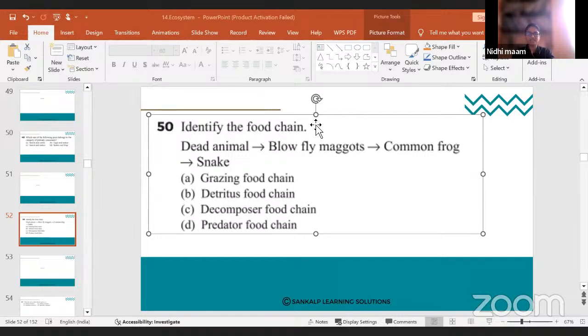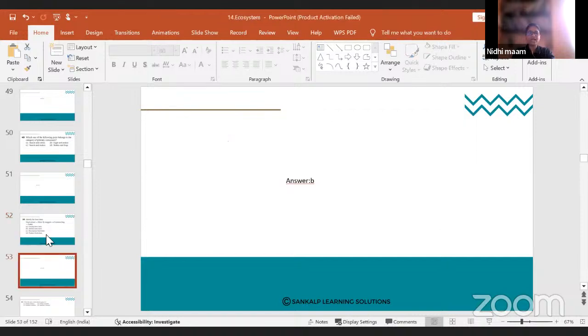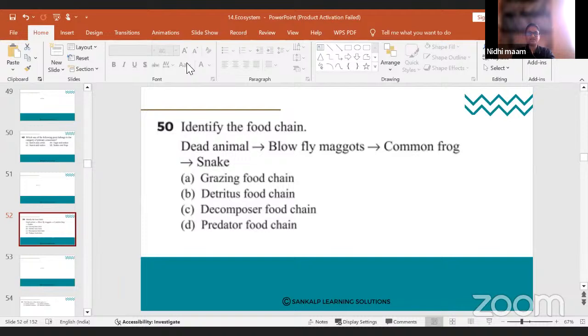So most of you answered it as option B, that is detritus food chain, as the food chain started with a dead organism. So the right answer will be detritus food chain. So dead animal is the right answer.